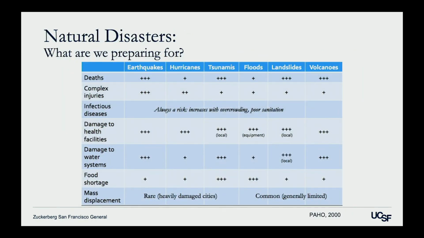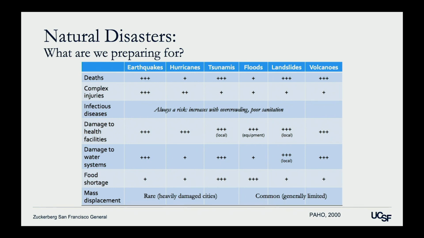So talking about humanitarian crisis is looking at the natural disaster effect, right? So what are we preparing for? When we think about a natural disaster, we have earthquakes, hurricanes, floods, landslides, et cetera, right? And all of these affect the country or wherever it is differently, right? Deaths, complex injuries, infectious disease outbreaks, all of these can occur. But all of them affect it a little bit differently.